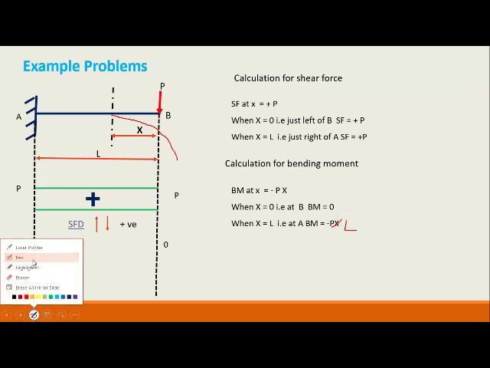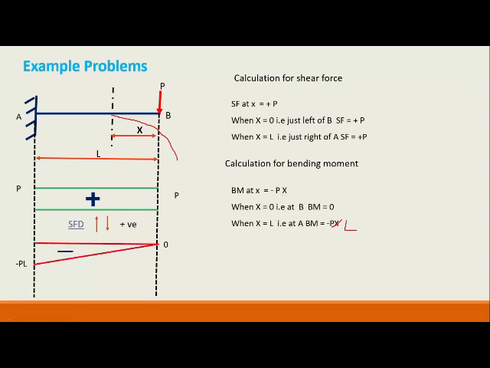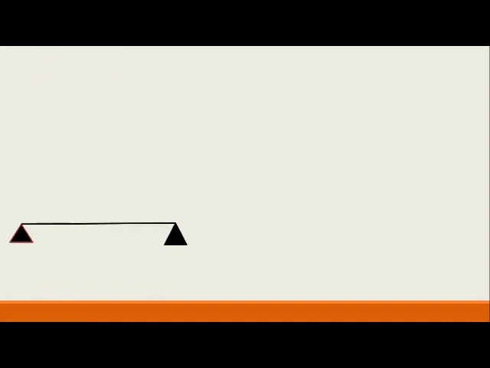We may say that the bending moment has to look like a straight line, because the bending moment equation is of a straight line, which is y equals mx. So this is the baseline, and we have drawn a straight line from 0 to PL, and it is negative because it is a hogging moment. So the sign convention shows that.